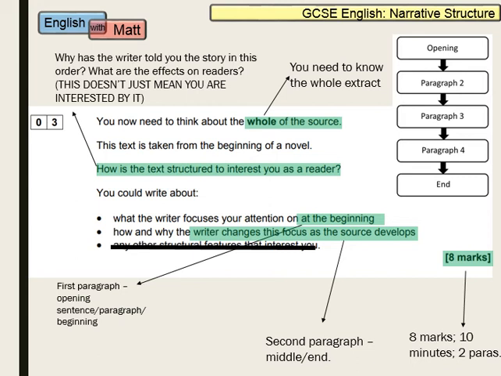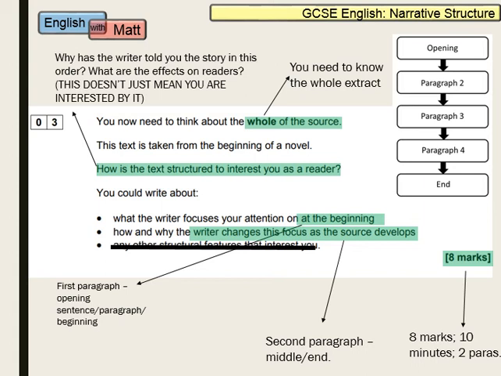The whole of the source at the top as well. And the bullet points there, I've crossed off the third one because it's unhelpful, really. It's not very specific. So the two top bullet points are the ones that are most useful. The first bullet point about the beginning, which is what your first paragraph is about, and your second bullet point is about the second paragraph that you write, all about this idea of sources developing, all about this idea of focus changing, and that will be your second paragraph. So those two bullet points I find are the most useful for students. 8 marks, 10 minutes, 2 paragraphs.